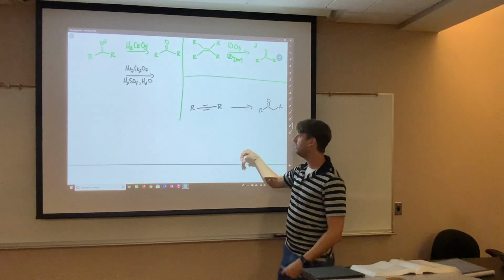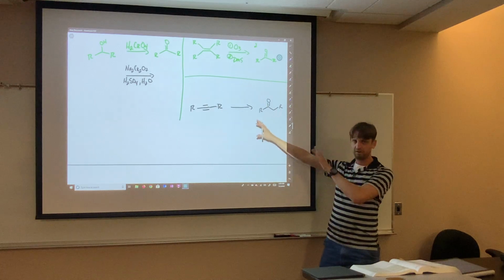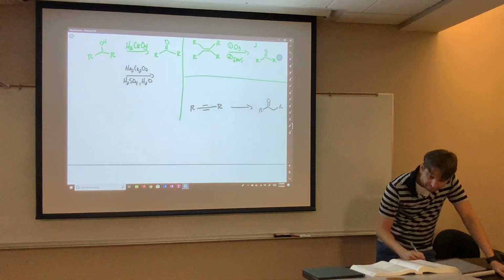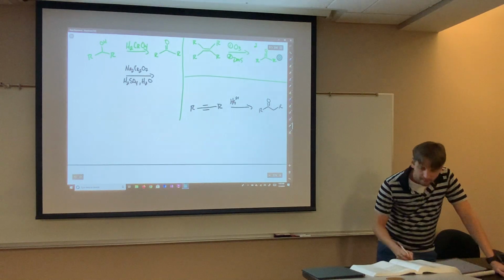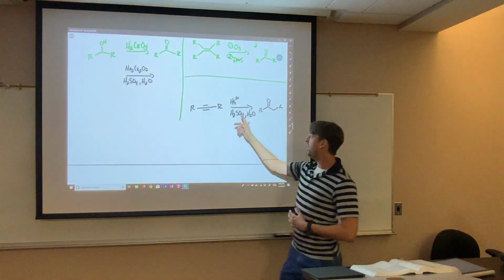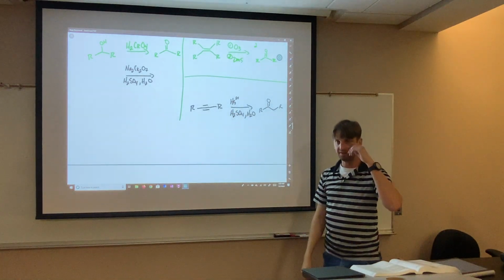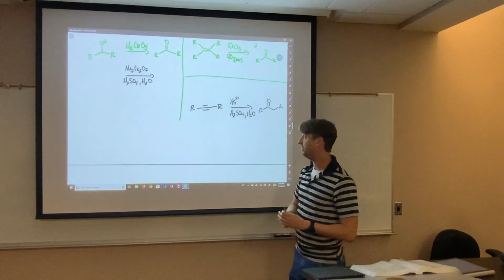So we could do the same thing here, but because we don't really have to worry about selectivity too much here with the generic example, we can add in our other oxidation form, which is where we can add some kind of mercury salt. And if we put this in the presence of some acid, typically some dilute sulfuric acid, this is our oxymercuration conditions. We learned about these when we were dealing with alkenes and alcohols.